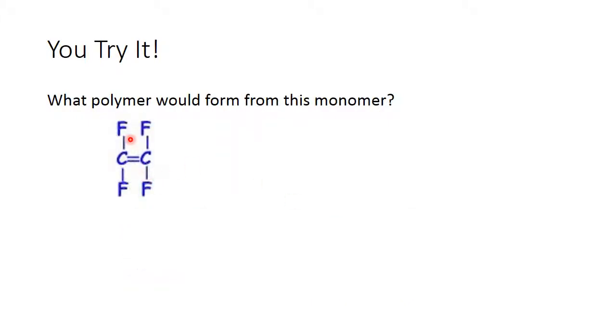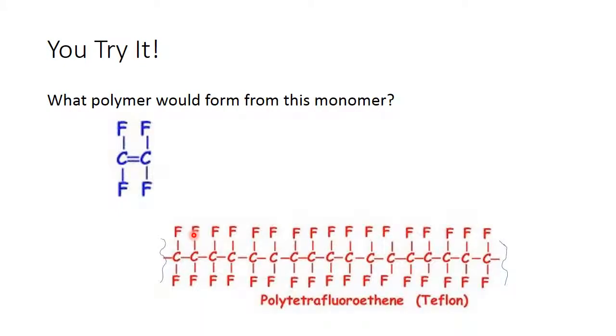Here is another one. What polymer would form from this monomer? Again, it's just carbon. Here's one monomer linked to the next. The double bond disappears when you connect it to a neighboring monomer, and so you get this all the way across. It's just carbons bound to carbons with fluorines attached. This is polytetrafluoroethylene, which is given the brand name Teflon, which again I'm sure that you have seen before.